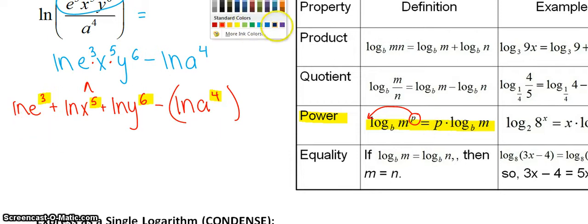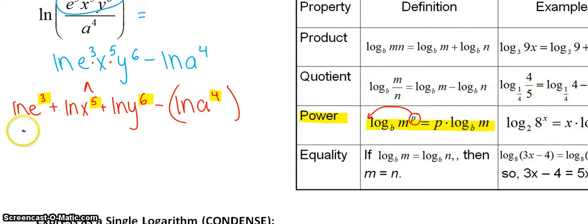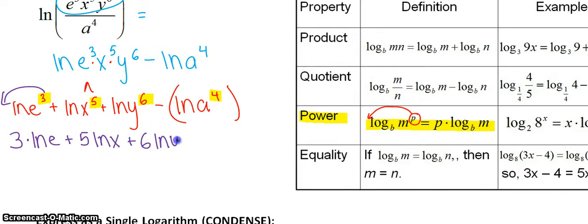So for example, if I have natural log of e cubed, I can make that as 3 times the natural log of e. So that just jumps out in front there. Okay, this can be 5 times the natural log of x, and this can be 6 times the natural log of y. And our last one will be minus 4 times the natural log of a.